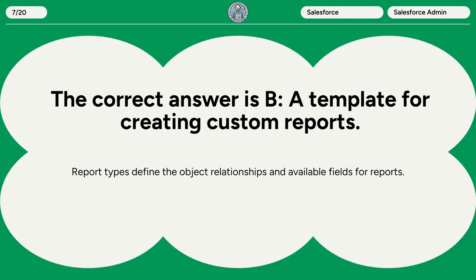The correct answer is B. A template for creating custom reports. Report types define the object relationships and available fields for reports.